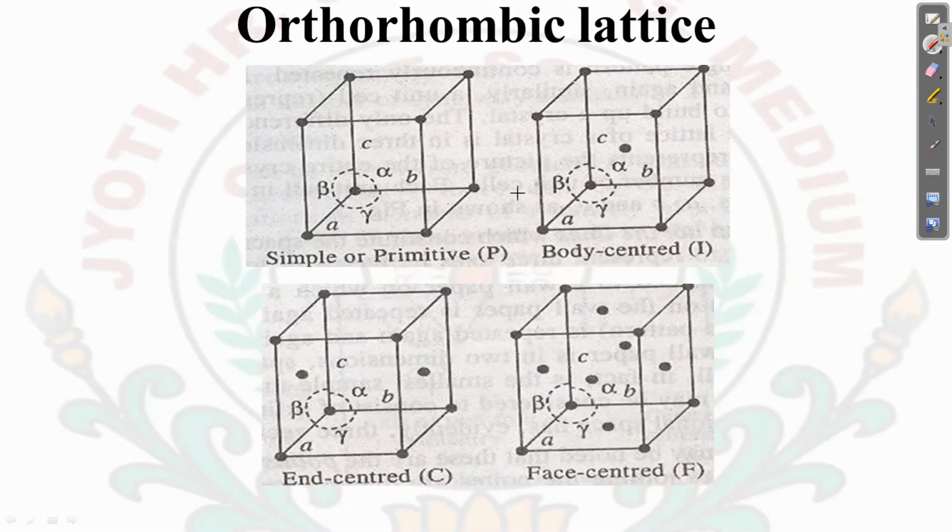Next is the orthorhombic lattice. Here a is not equal to b is not equal to c, meaning that a and b are the same but c is not equal to them. Also, alpha, beta and gamma are at 90 degrees.